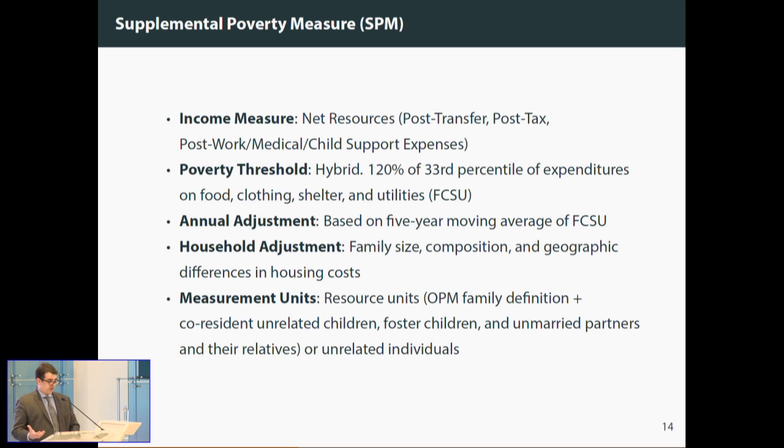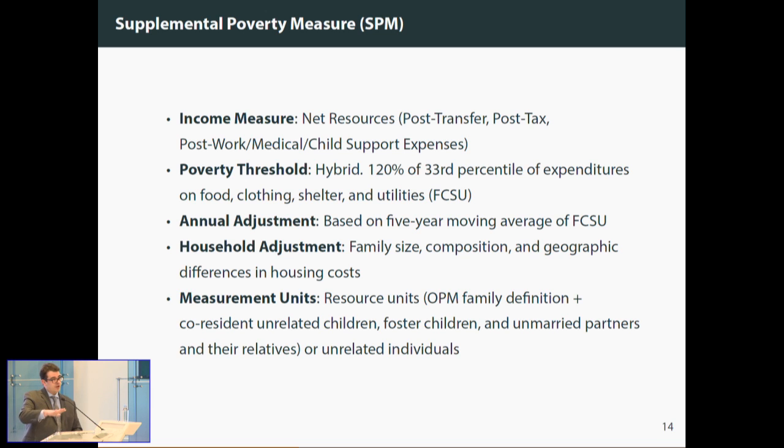So on the income side, it's a very different approach to income. The SPM looks at net resources. So it's similar in some ways to disposable income. They're looking at post-transfer, post-tax income. But SPM also does this little extra interesting thing, which is that they withhold, they take out some consumption as well, what you might call unavoidable or necessary consumption like work expenses, medical expenses, and child support expenses. Not all consumption, and certainly not all consumption that we would consider necessities, but I think consumption items that Census would consider sort of unavoidable.